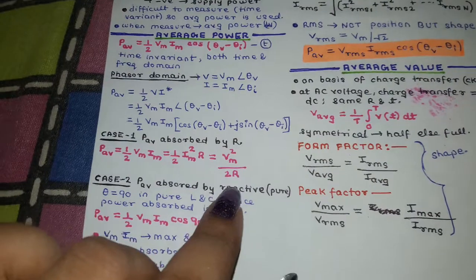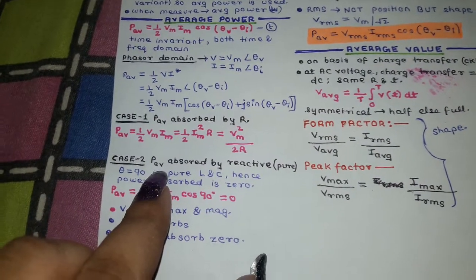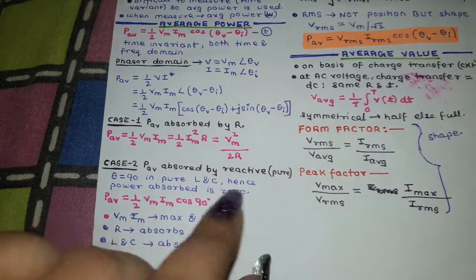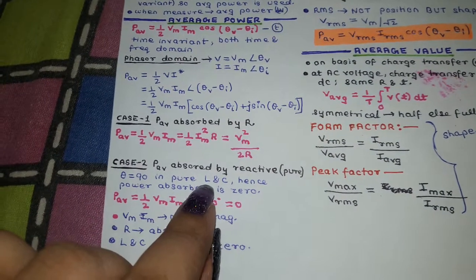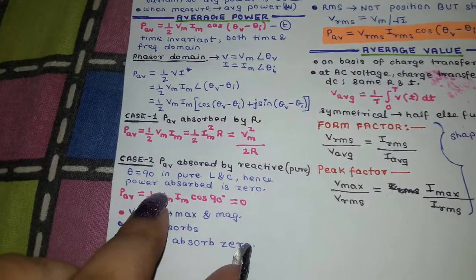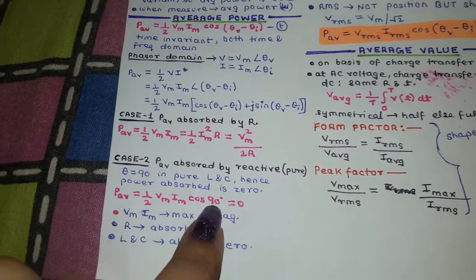the numerical being asked. Let's talk about average power absorbed by a pure reactive element. Okay, let's talk about pure capacitive or pure inductive in nature. Here theta turns 90 degrees and the power absorbed is 0 because cos 90 is 0.